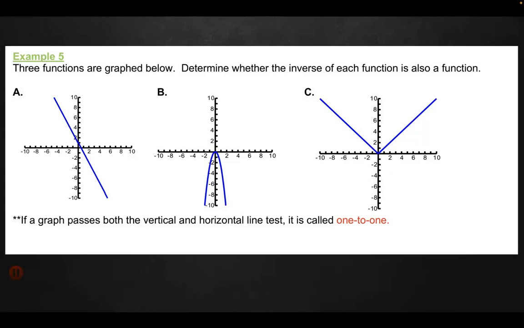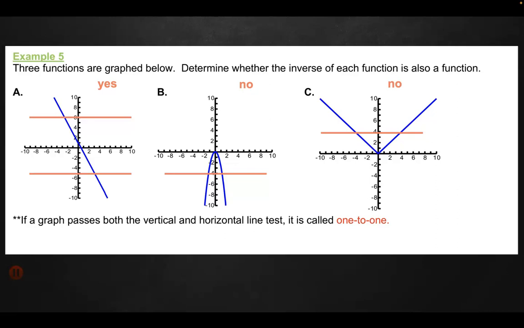So here you've got 3 functions, and we want to determine whether or not the inverse of each function is also a function. So let's see if it passes the horizontal line test. In letter A, yes, it does. I only touch the graph one time. In letter B, I draw one horizontal line. It touches my graph twice, so the inverse is not a function. In letter C, I draw one horizontal line, so the inverse of letter C is not a function.